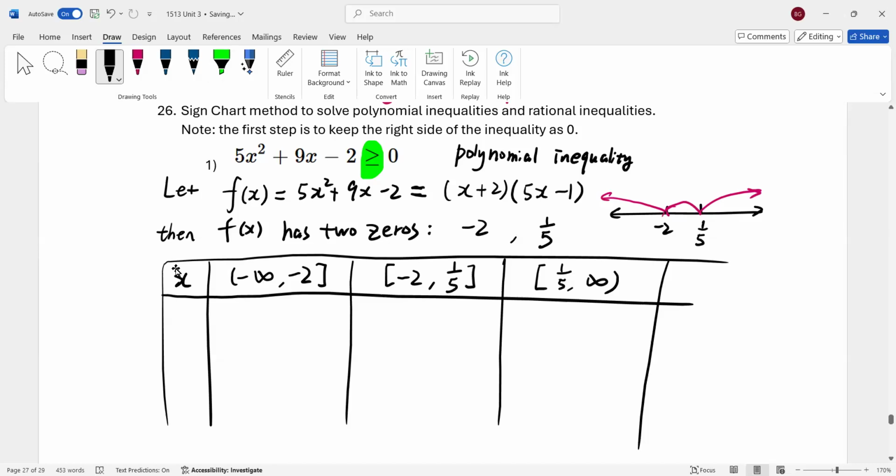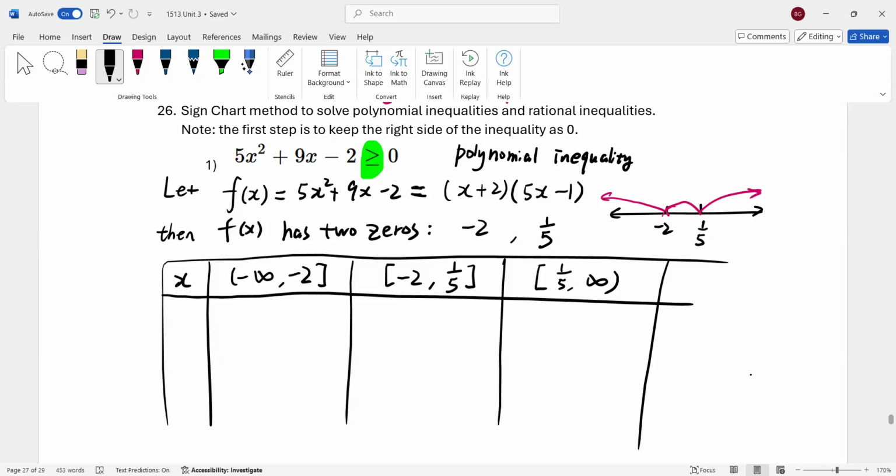The first column here is x, because x, the independent variable, whose value could fall in this interval, or this interval, or this interval. All right. Okay, so this is one way to design it. Okay, I think this would work.